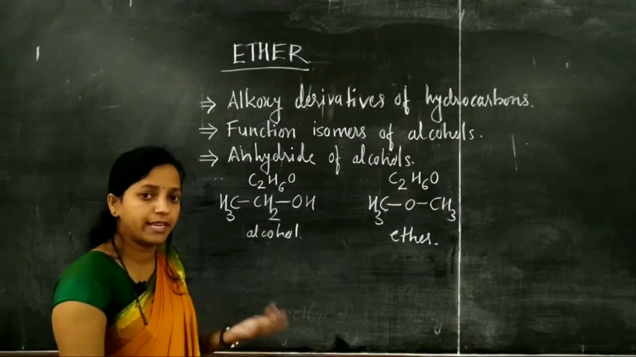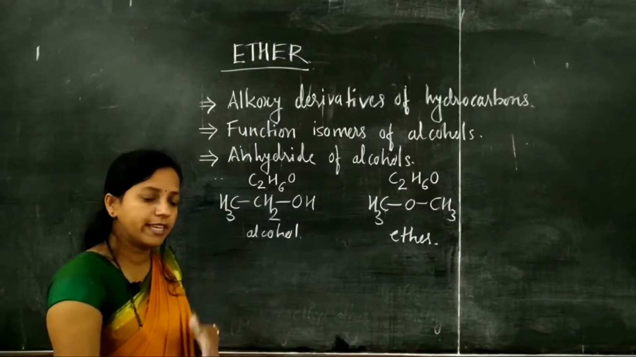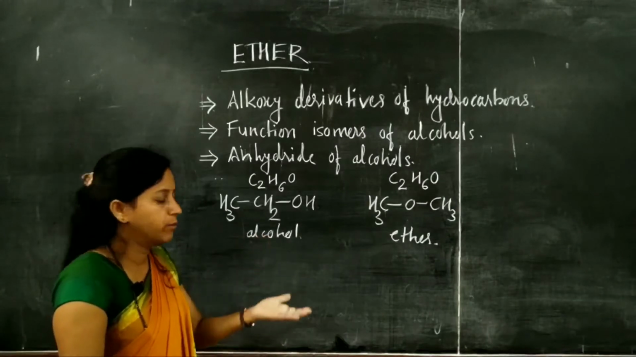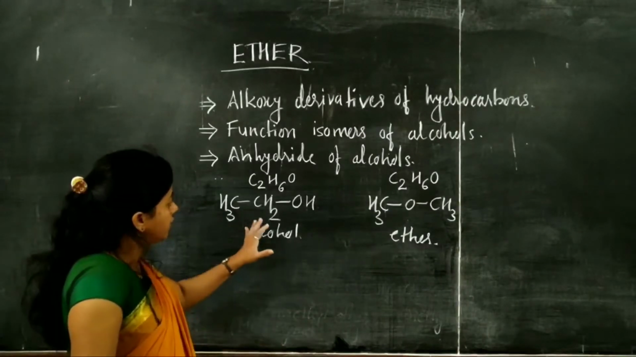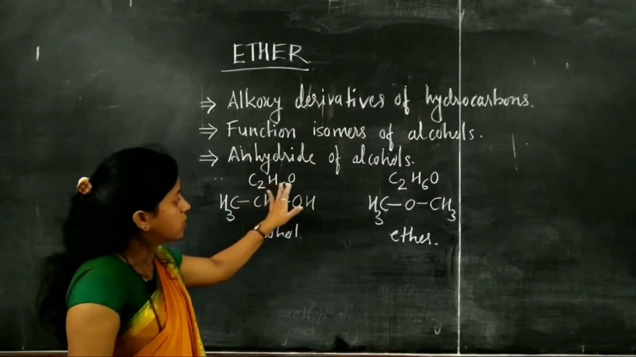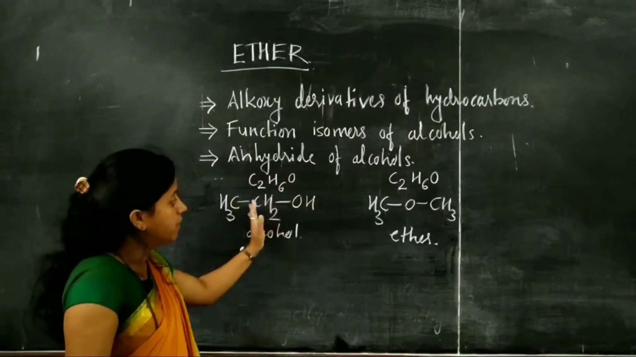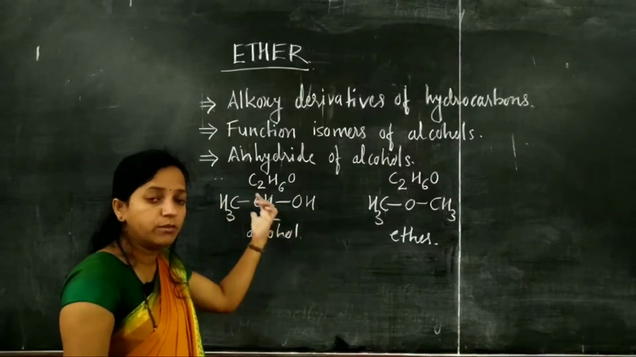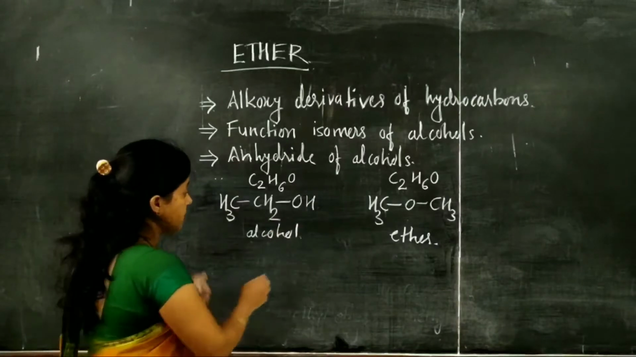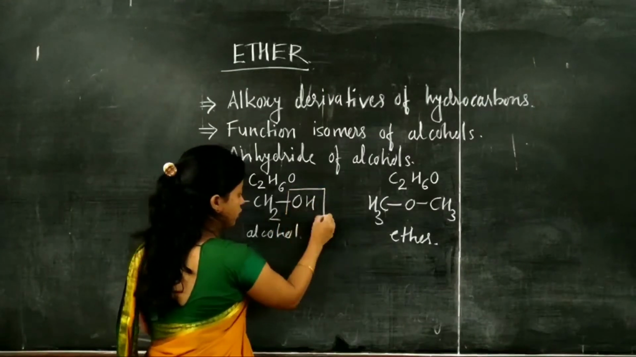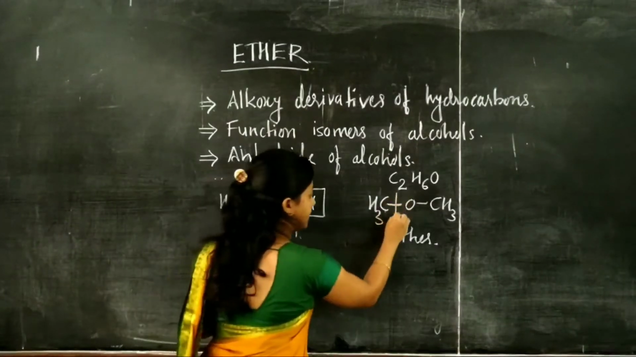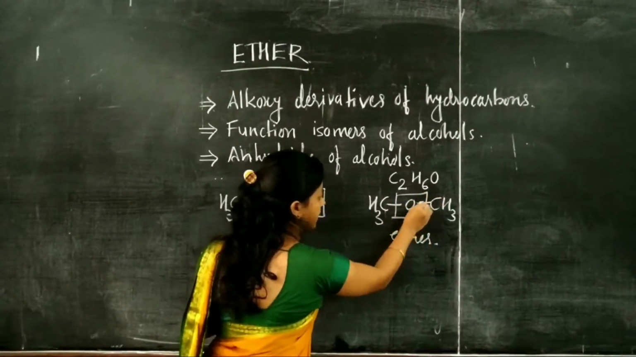But structural isomers are again subdivided into skeleton isomer, position isomer, functional isomer, and one more, metamers. Here both these have C2H6O, that is, the molecular formula is the same, but they have different structures. In what case is the structure different? Here the structure is different in the functional group. This is OH, which is the alcoholic functional group, and here it has the ether functional group.